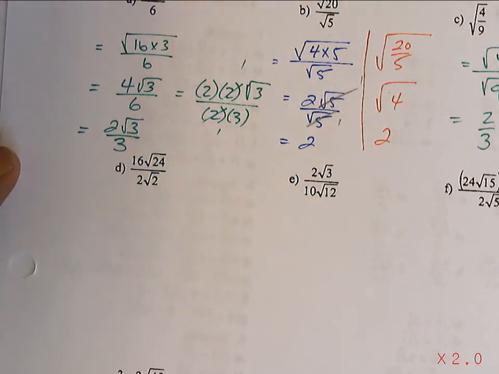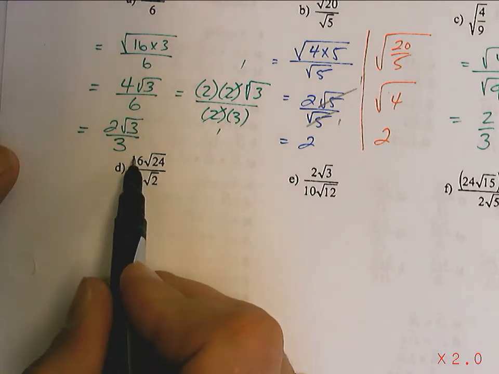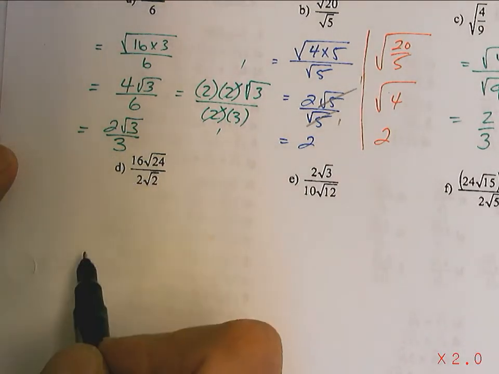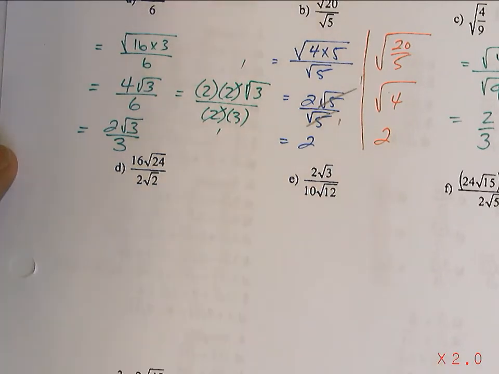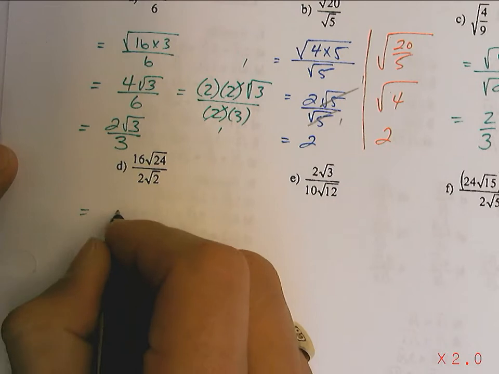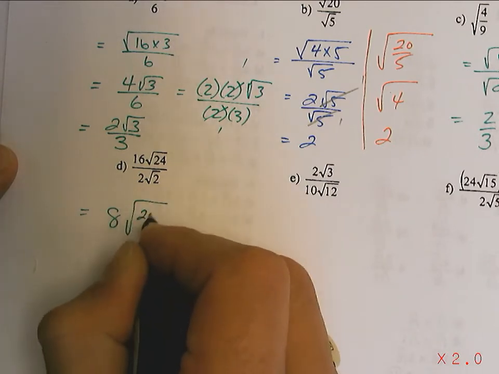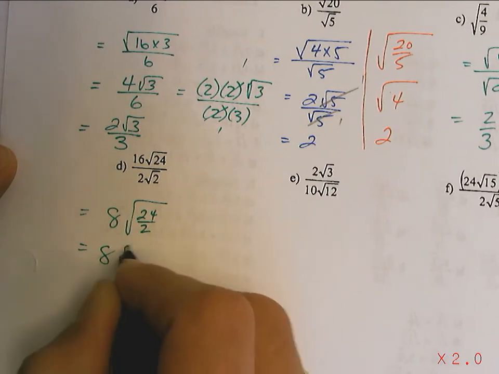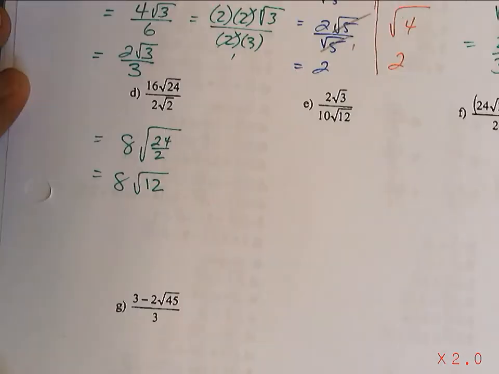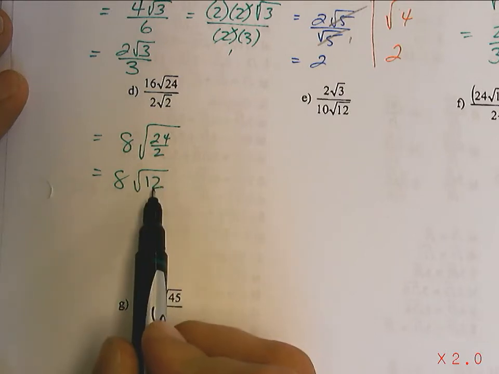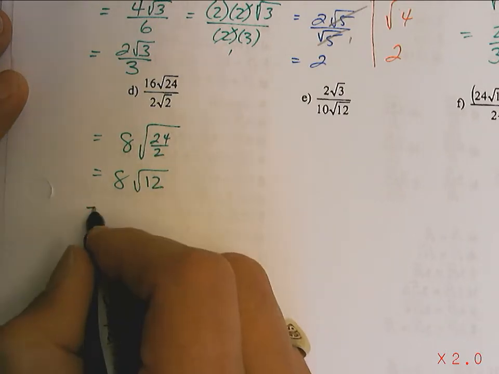D. All right, let's think about this. This is 16 over top of 2, so that's going to become 8. And then I've got 24 over 2. So if I wanted to, I could do this. Here's one way of doing this question. There's others, which would be 8 root 12. Can't leave it like that because it's not in lowest form. There's still a perfect square that can come out of here.